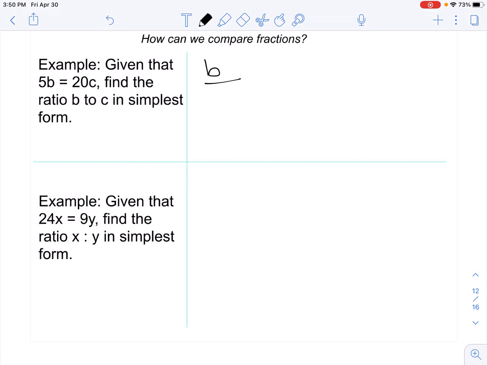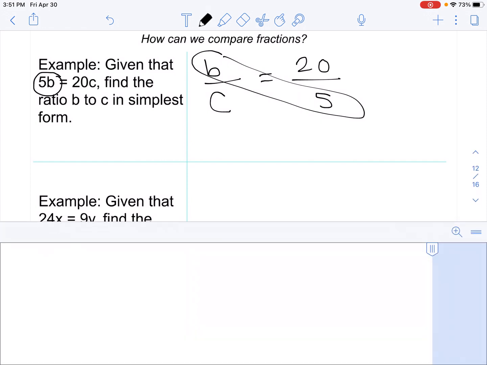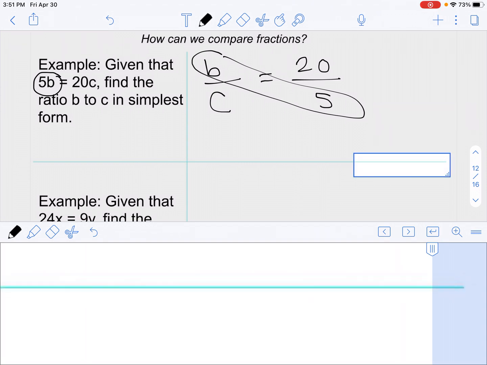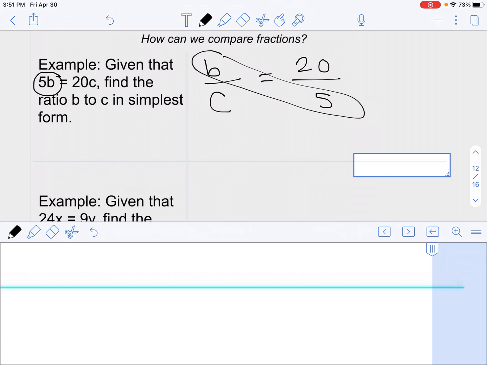I want to write the simplest ratio from B to C. What would my fraction have to be in order to multiply 5 times B? 5 would have to go in the denominator, and 20 would go in the numerator. So the ratio of B to C would be 20 to 5. And 20 divided by 5 is 4 to 1, if you were to reduce it.